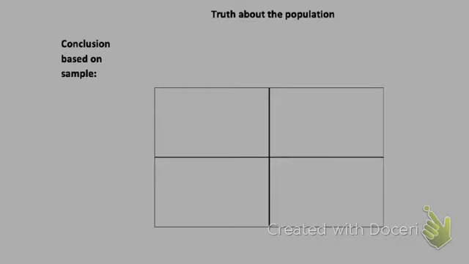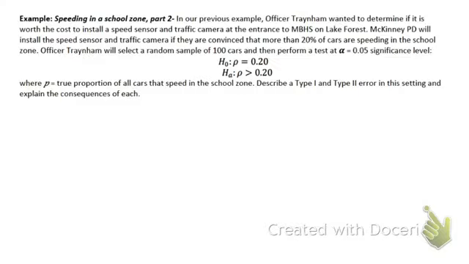Let's look at an example. All right, back to the speeding example. Officer Tranum wants to determine if it's worth the cost to install a speed sensor and traffic camera at the entrance of McKinney Boyd High School. McKinney PD will get the cameras if we can prove that the true proportion is less. The significance level is 5%. We need to describe a type 1 and a type 2 error and the consequence of each.